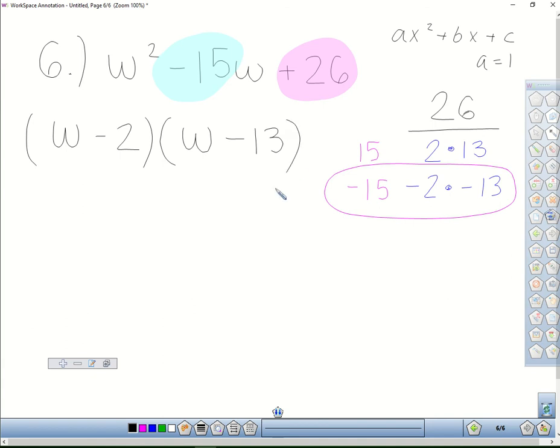And like I said, you can always FOIL to check your work. We just have not a lot of time today, so I'm not showing that step, but I know you guys all know how to FOIL. But maybe at the end I'll do one.